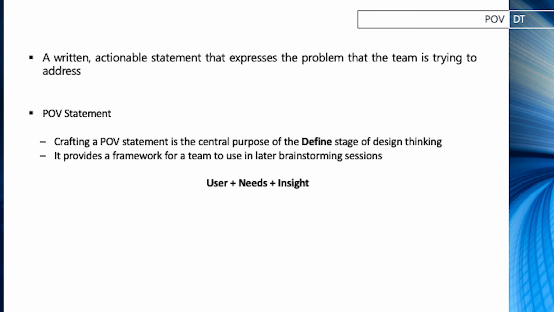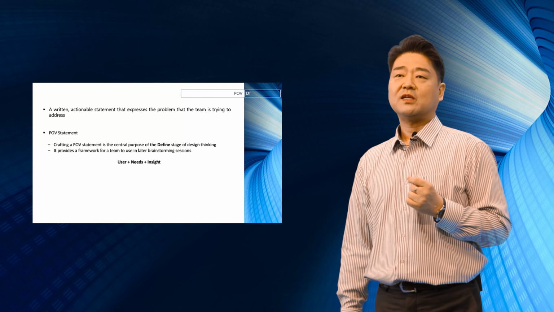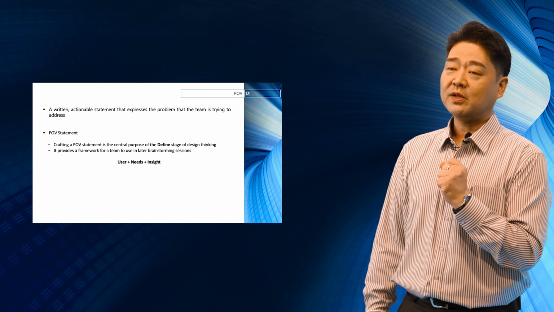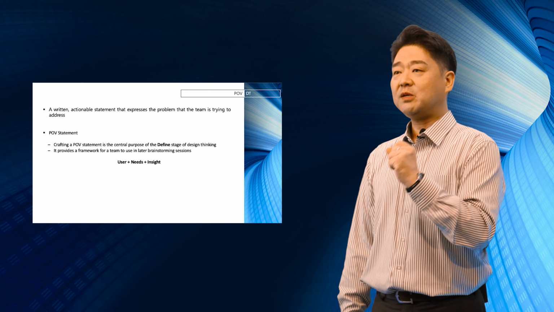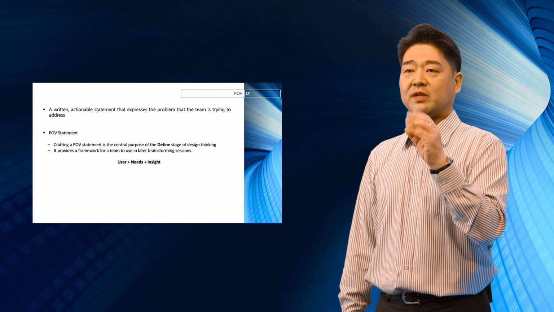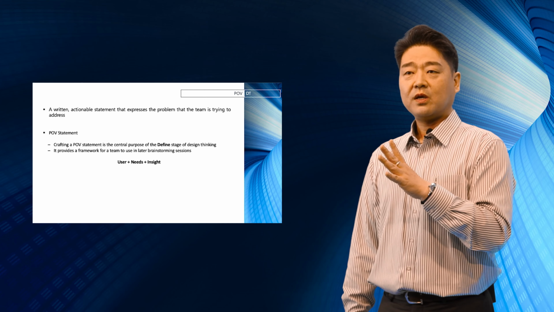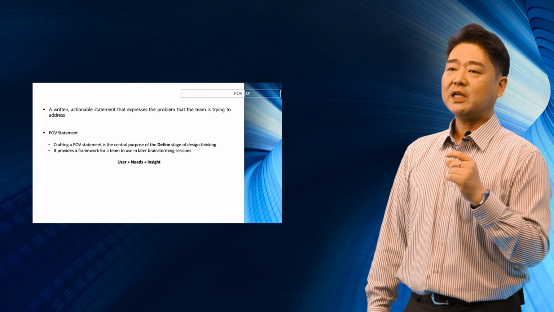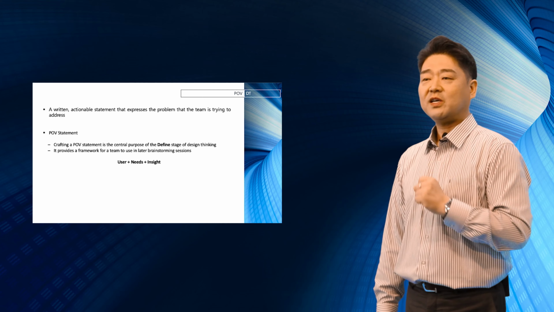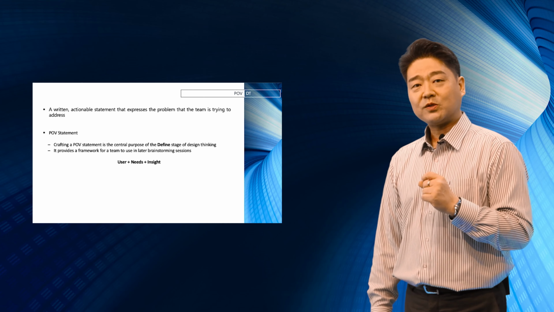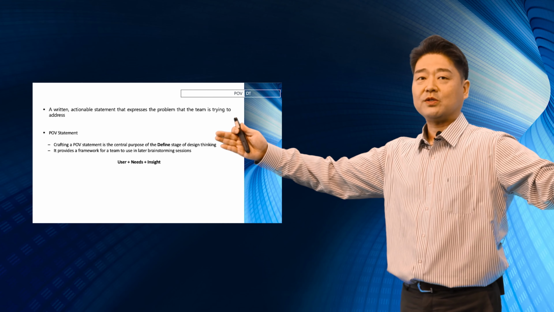Once you generate this huge amount of ideas about customers, you need to put that into one sentence, a written, actionable statement that expresses the problem that the team is trying to address. That is called a POV statement, point of view statement. Crafting a POV statement is a central purpose of the define stage of design thinking. That's what you want to do. That's why we have this entire stage.